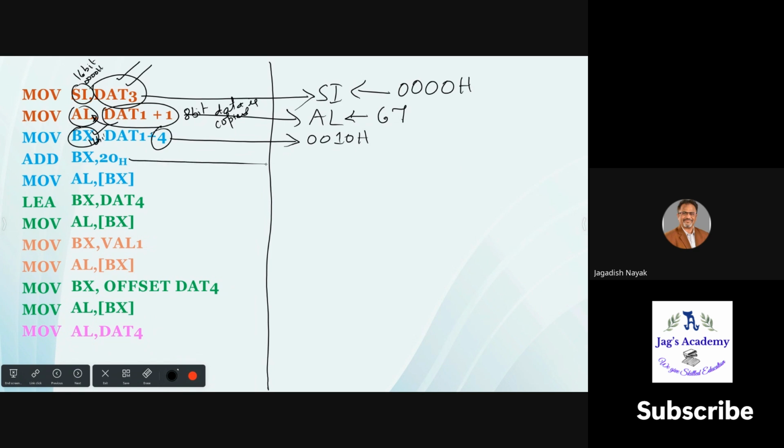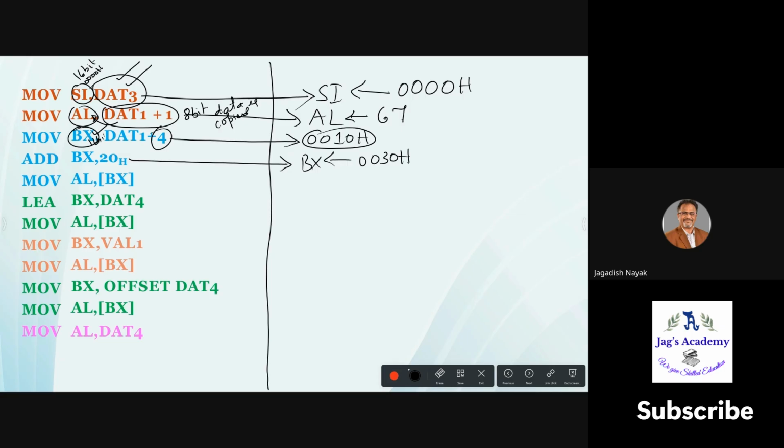Right? Now tell me, what will be there in the BX register now? ADD BX, 20H. Now tell me, what will be the content of the BX register? Come on, you can unmute and tell me the answer. All these are very important from the examination point of view also. Already in the BX register 0010 is there, right? You add 20H to this, you get 0030H.